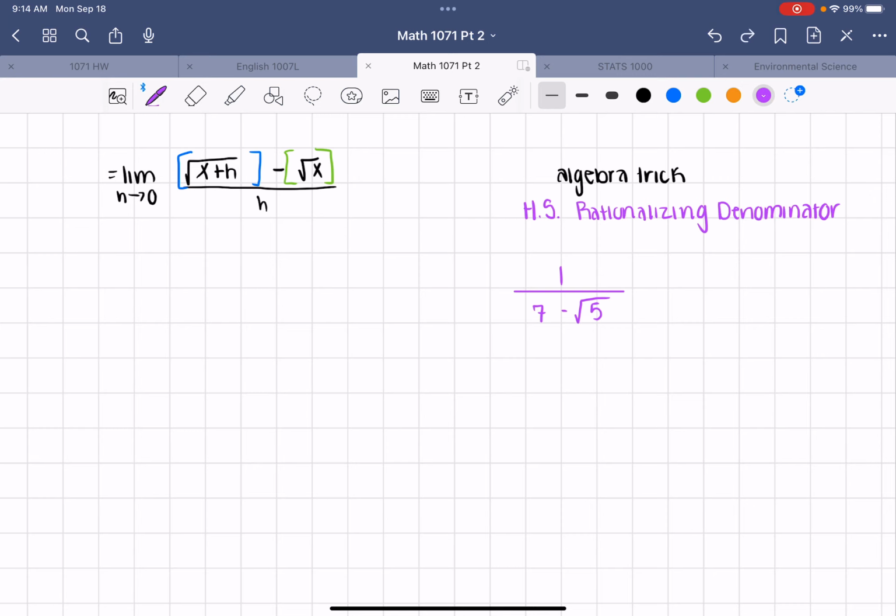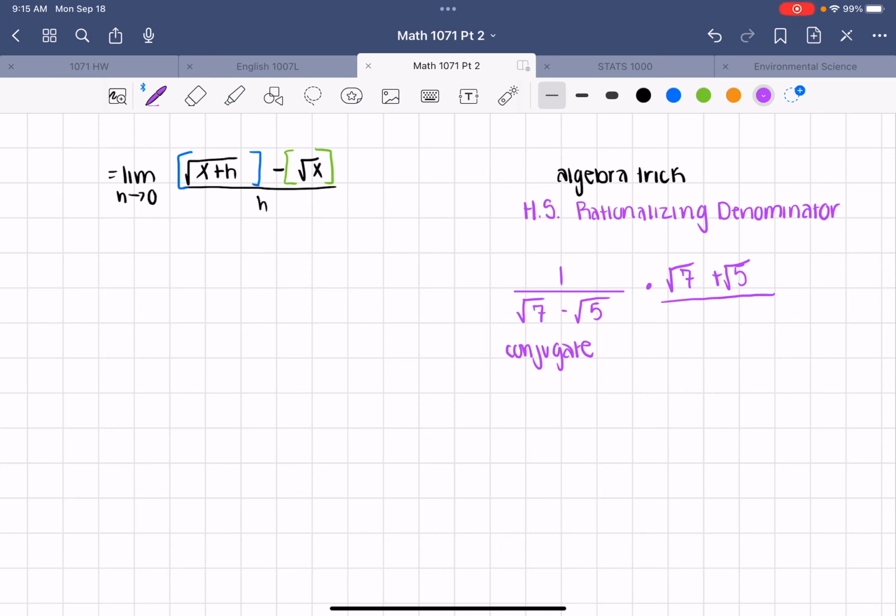Something minus something has a conjugate. Replace the negative with a positive. So root 7 plus root 5 is the conjugate of the denominator. And of course, what you do to the denominator, you have to do to the numerator to keep it equal. And so you multiply through by the conjugate. Do you see why that works?